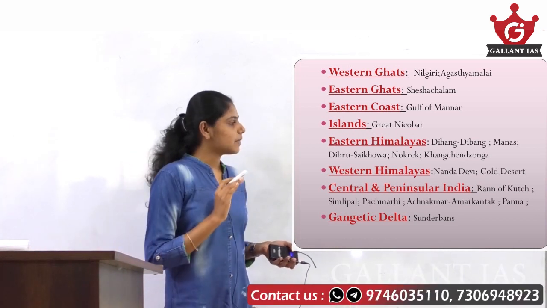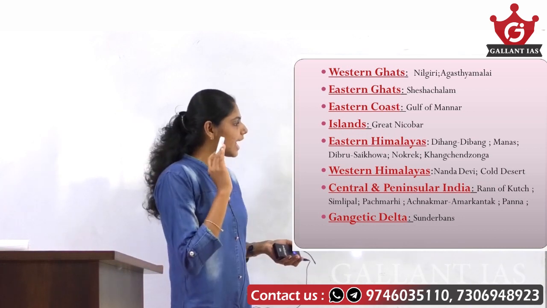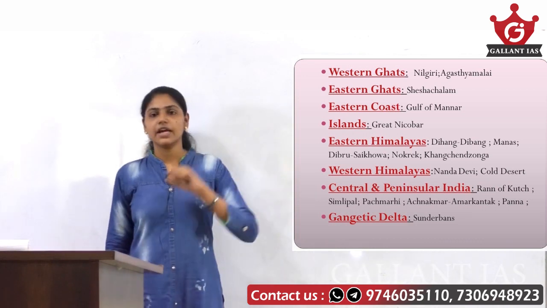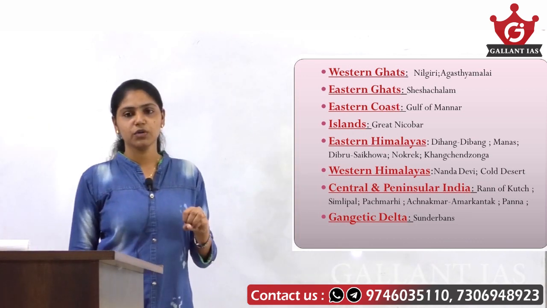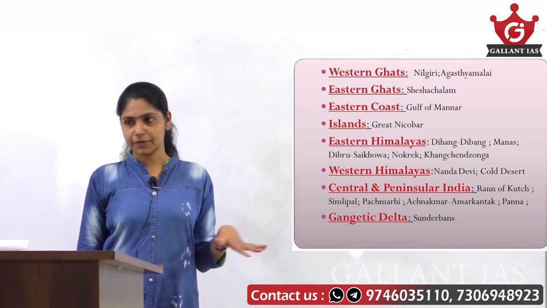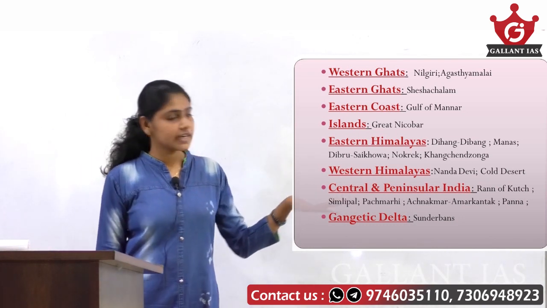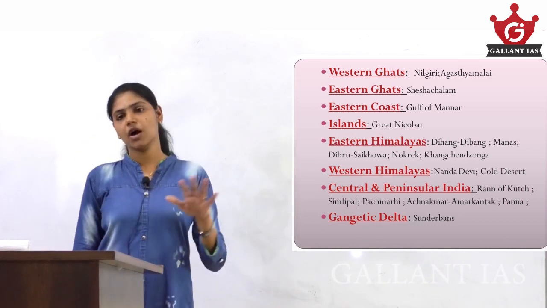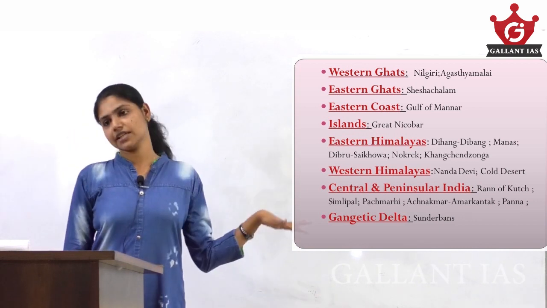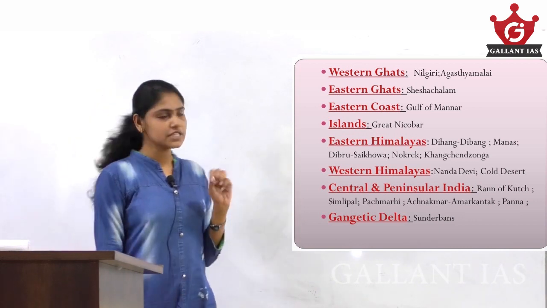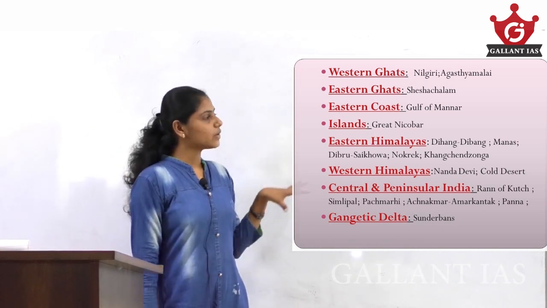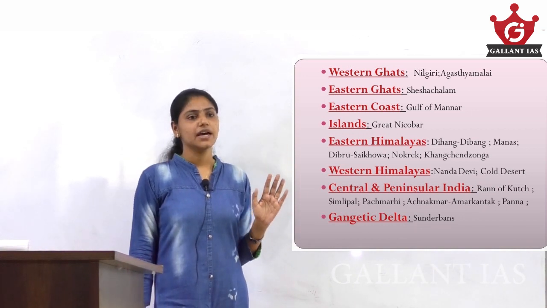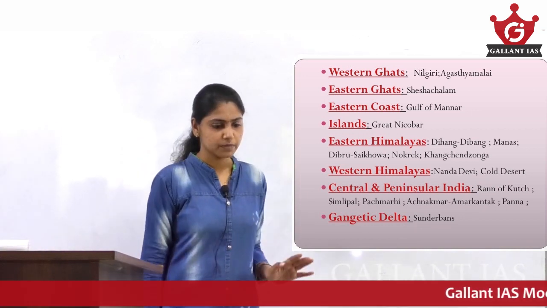Okay. Western Himalayas, from Uttarakhand we are having Nanda Devi and Himachal Pradesh, the cold desert. Central and Peninsular India, the Rann of Kutch from Gujarat, Pachmarhi from Madhya Pradesh, Achanakmar Amarkantak from Madhya Pradesh and Chhattisgarh, Panna, again Madhya Pradesh, Simlipal, Odisha, right? And in the Gangetic Delta, the very famous Sundarbans from West Bengal. So in this way, you can classify it and study for easy remembering. Okay, so these are the 18 biosphere reserves from India.